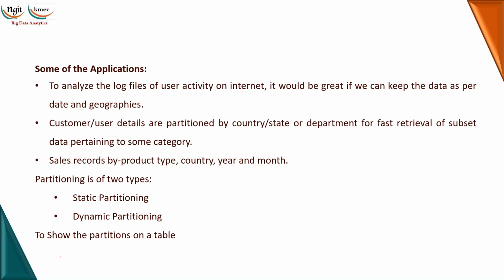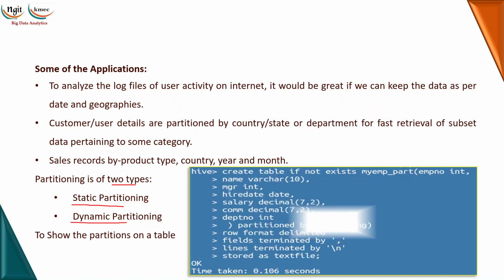There are two types of partitions, and this is important: static partitioning and dynamic partitioning. These are the two kinds of partitioning. If it is static partitioning, then we have to load the data into that particular partition exclusively. First of all, how to create it? That is CREATE TABLE IF NOT EXISTS, and then you give all the details, and then here PARTITIONED BY. Actually, here we are creating the partition by job.